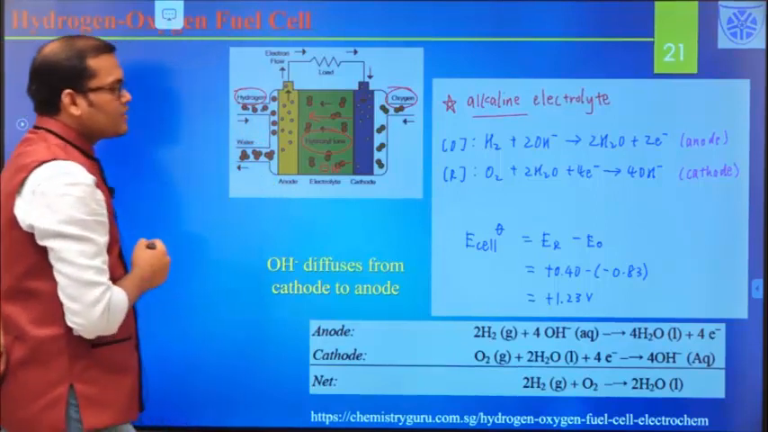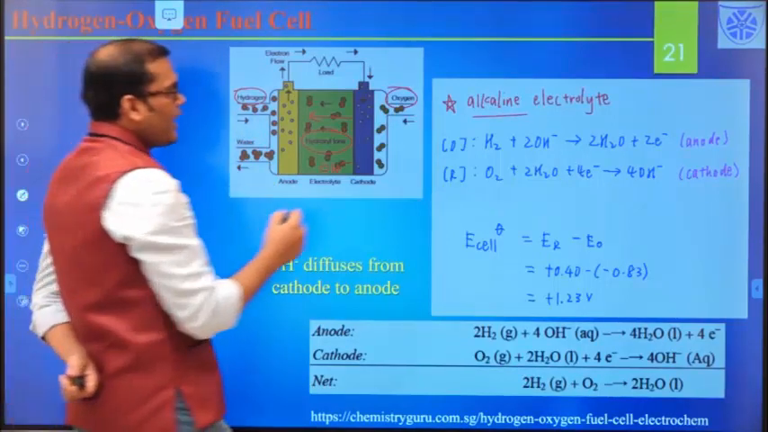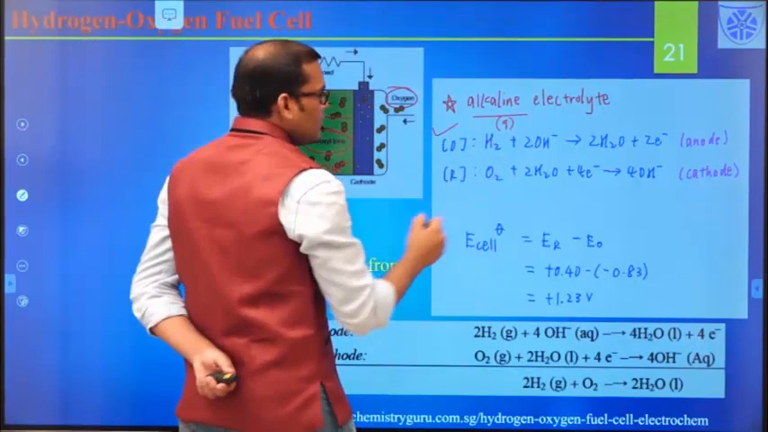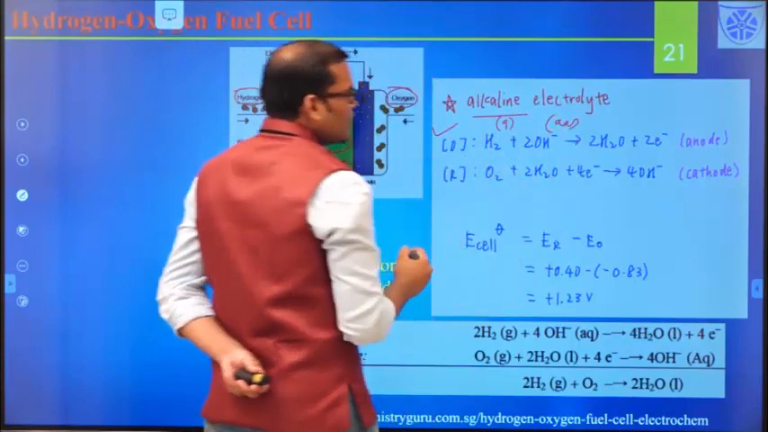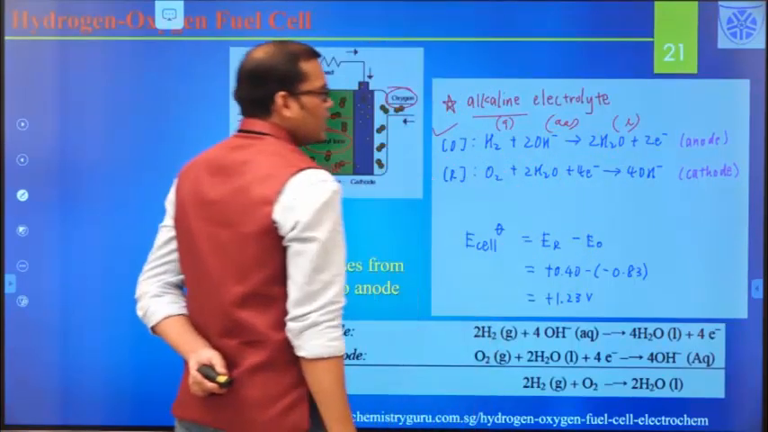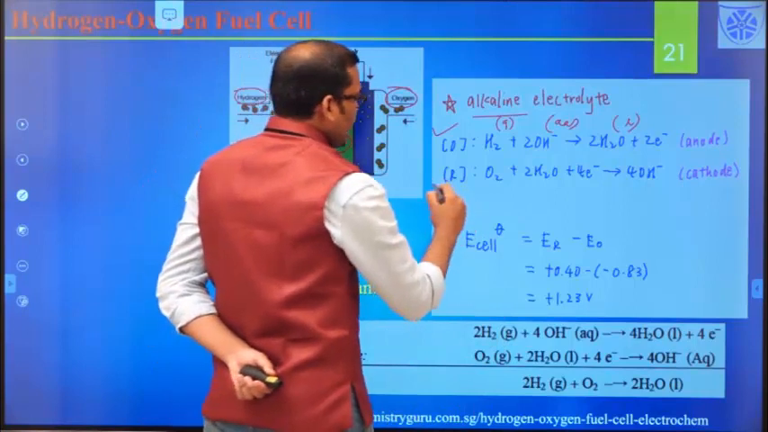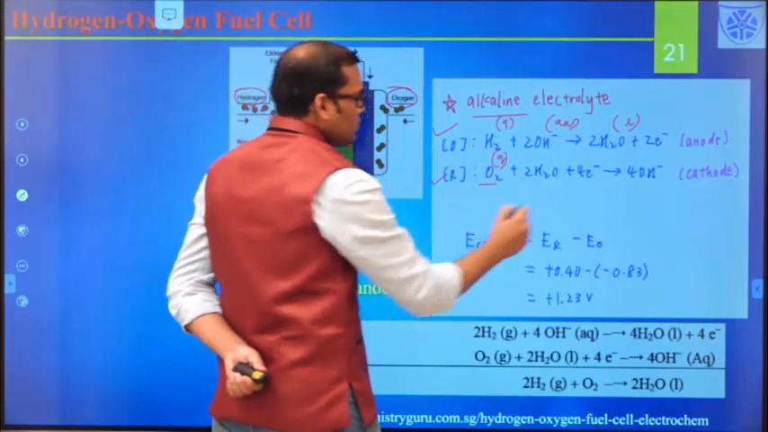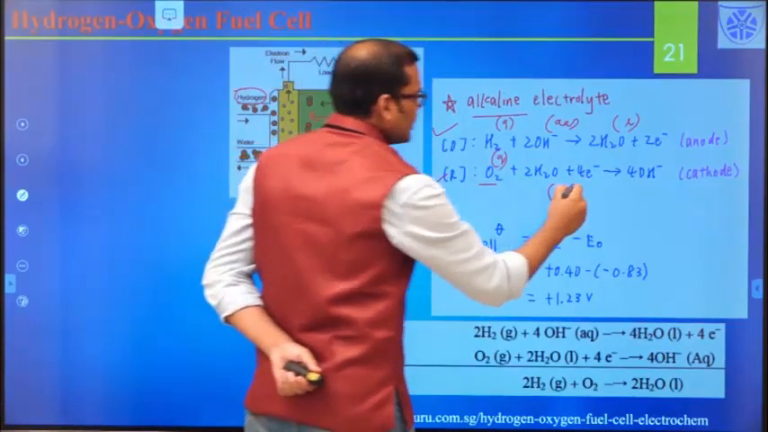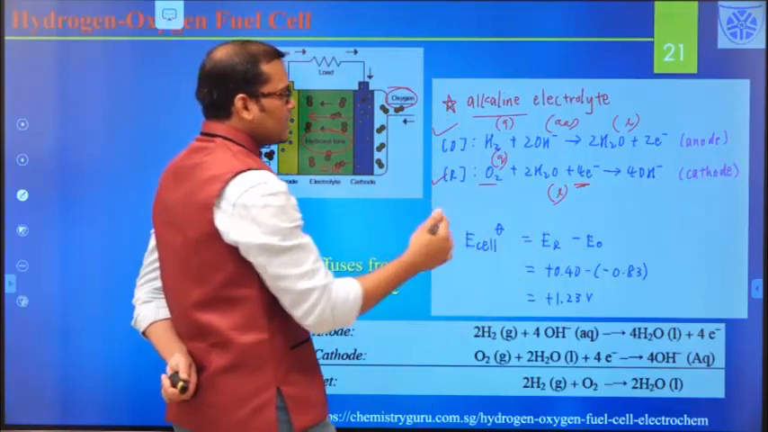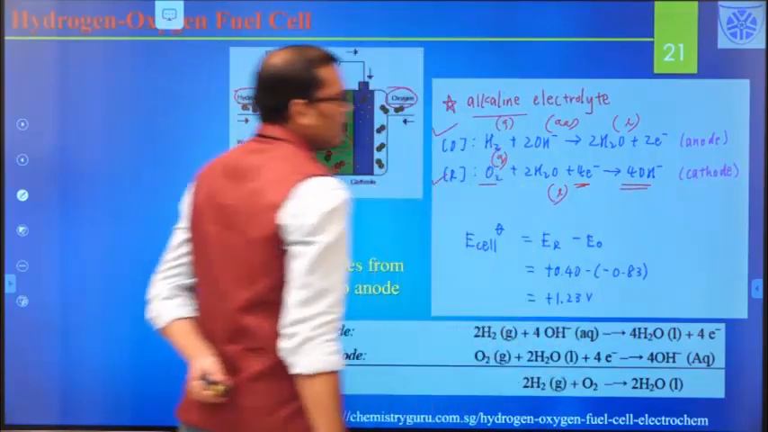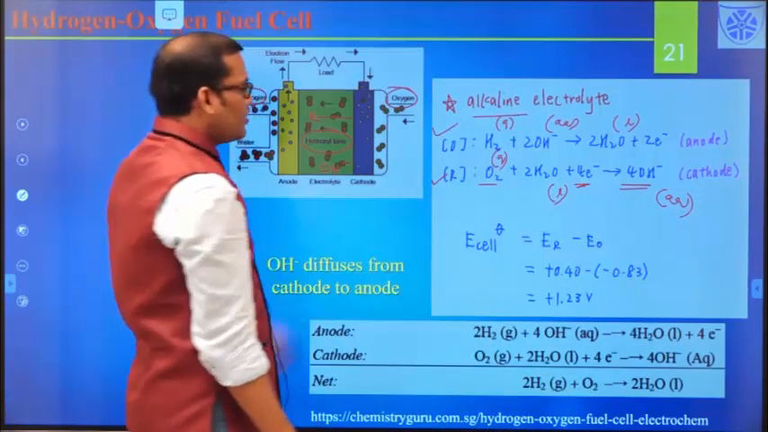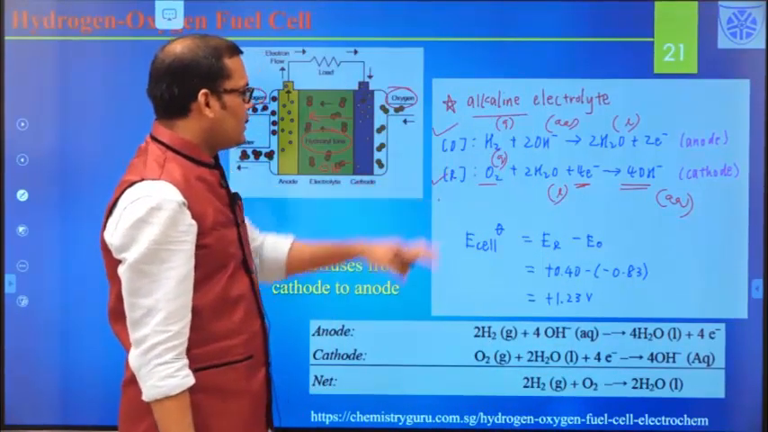So what are the chemical reactions occurring? At the anode oxidation occurs, so you have H2 gas plus 2OH-, in aqueous, giving out water plus 2 electrons, which is oxidation. And at the cathode, oxygen in gas phase plus water in liquid phase, taking the 4 electrons coming from the external circuit, is converted into 4OH-, in aqueous. So that is the cathodic reaction, if you are using OH- as the electrolyte.